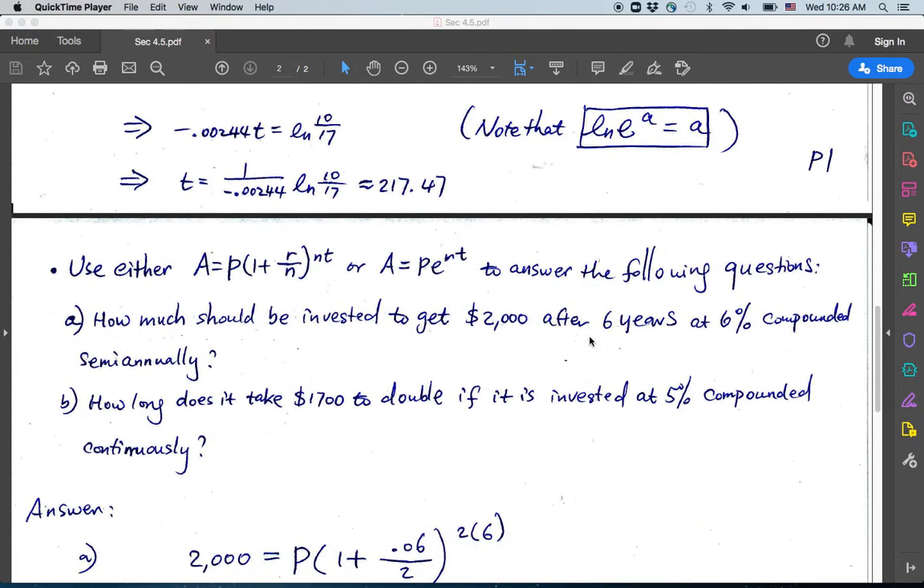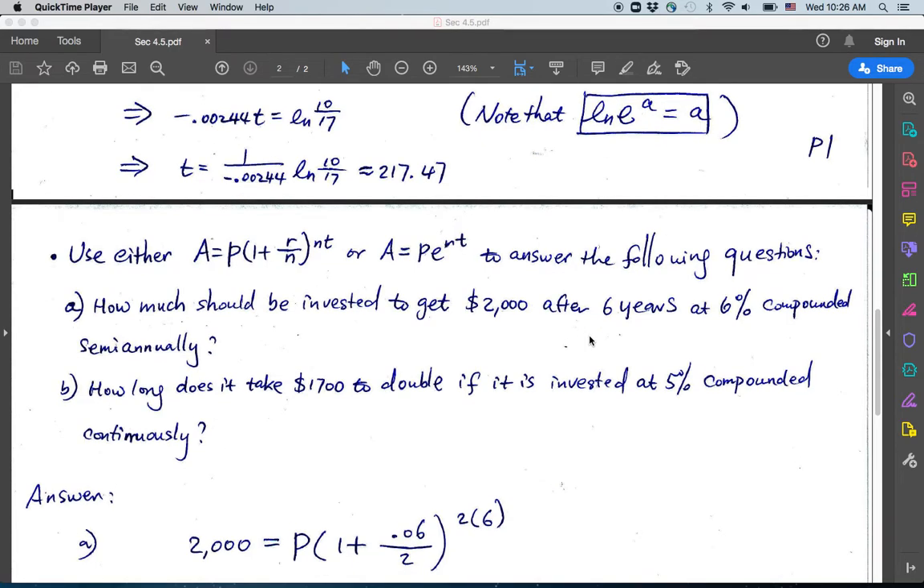Okay, so now let's look at another example. So use either the compound interest formula or the continuous compounding formula to answer the following questions. Part A, how much should be invested to get $2,000 after 6 years at 6% compounded semi-annually? Okay, we're talking about compounding interest, and it's not continuous compounding. Semi-annually means interest is compounded twice per year.